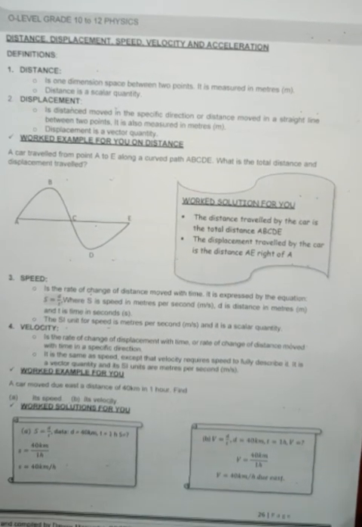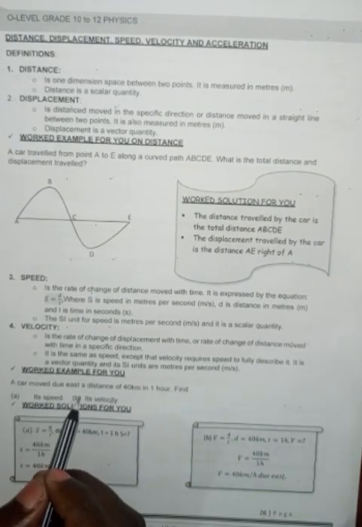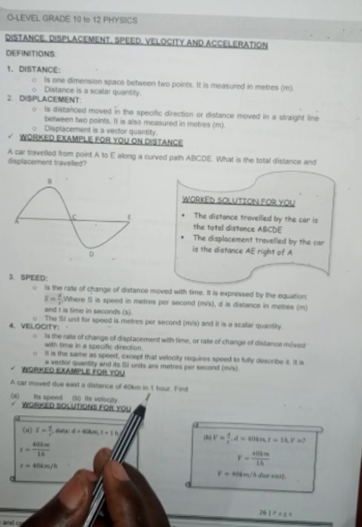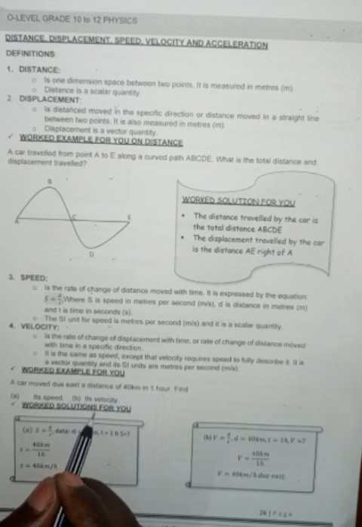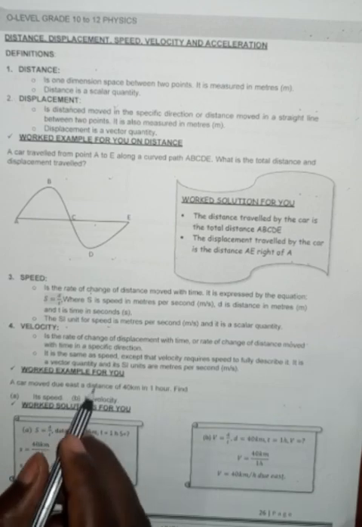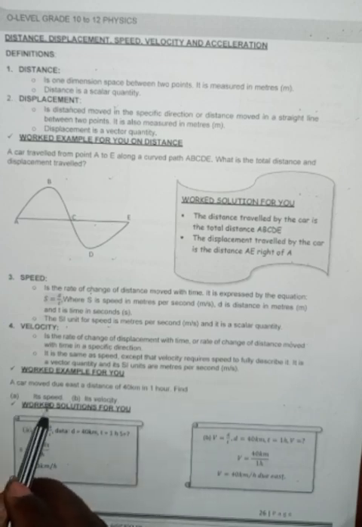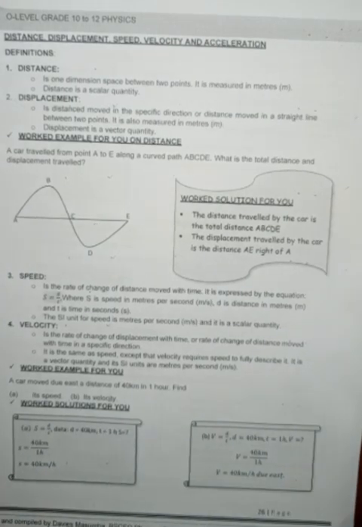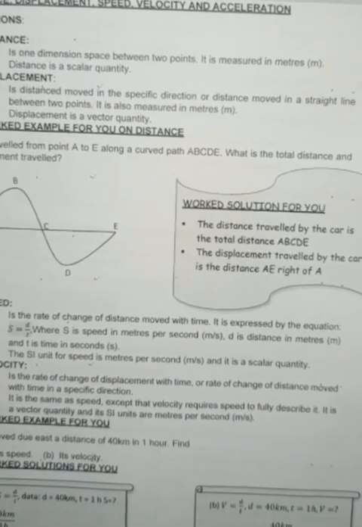Let's take an example. A car moved due east a distance of 40 kilometers in 1 hour. Find A, its speed, and B, its velocity. I'll read it one more time. A car moved due east a distance of 40 kilometers in 1 hour. Find A, its speed, B, its velocity. Now, how do you go about this?